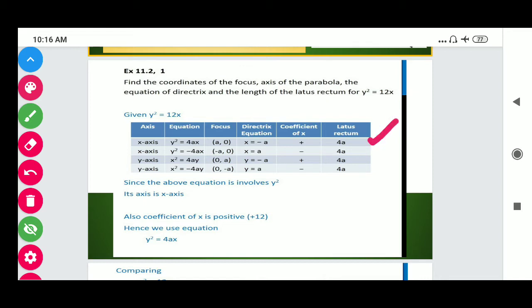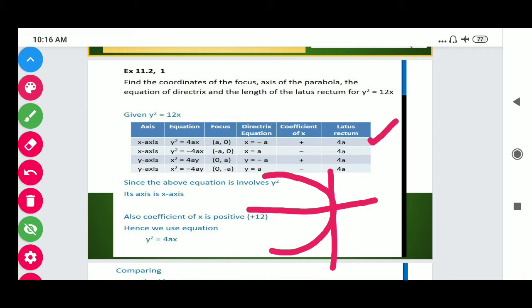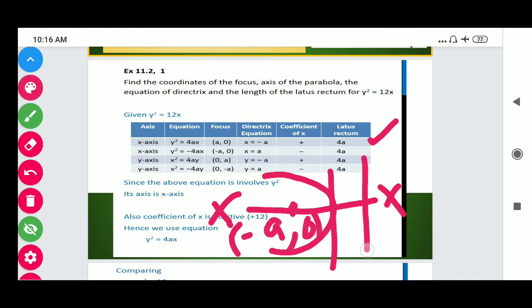Similarly, the second parabola is when the mouth opens towards the negative side of the x-axis. In this way, the coordinates of the focus will be (-a, 0) and the equation of the directrix will be x = a. So students, if you learn the formula of the first parabola, then automatically you will learn the rest of the formulas: y square is equal to minus 4ax, and the rest of the parabolas x square is equal to 4ay as well as the negative side.